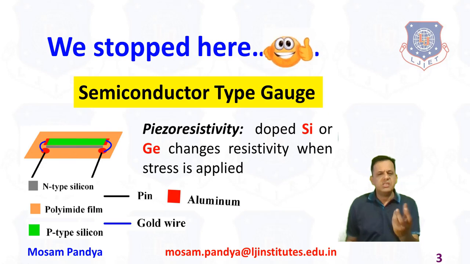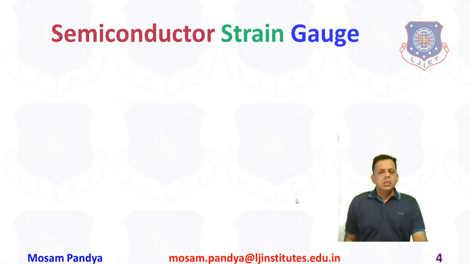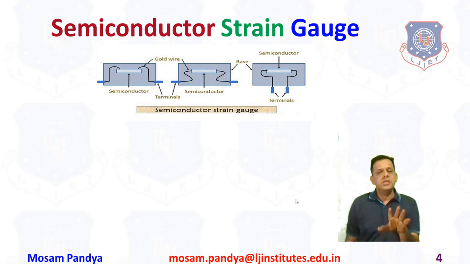And this was the configuration or schematic that we saw with the coloring nomenclature that we have used here: P-type silicon, N-type silicon, and polyimide film, basically bakelite plastic, gold wire, aluminum, etc. So see here, this is the basic configuration, where once again this is the two-dimensional version of the semiconductor strain gauge, with semiconductor material and gold wire, because gold has a very good gauge factor with respect to the stress and strain measurement idea, and that's why it is used for connections to the outer terminal.